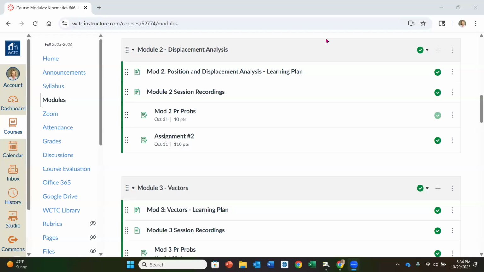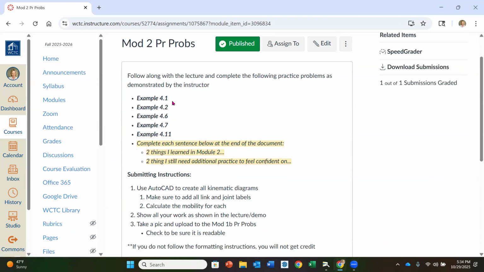Okay, so we're ready to continue on in Module 2. We are going to be finishing up our practice problems today. The last time we were together, we did 4.1 and 4.2. This evening, we're going to do 4.6, 4.7, and 4.11, which will then round everything out and prepare you for the homework problems that are coming up. So we'll discuss this at the end of our lecture this evening.